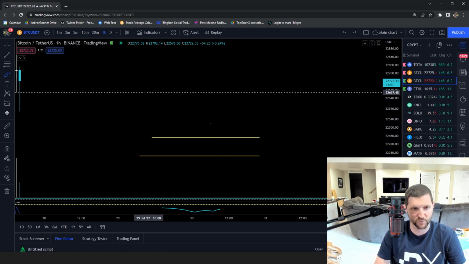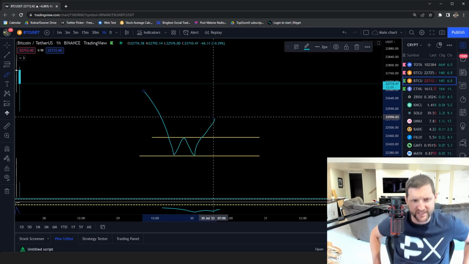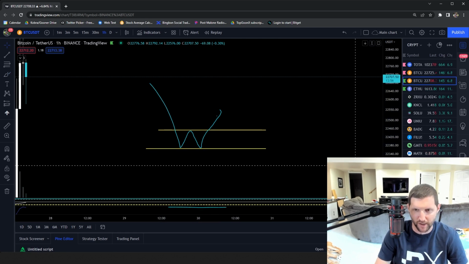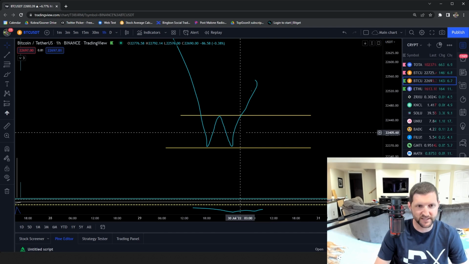Anyway, let's quit mumbling here and let's get to the chase. What are the targets, Gooner? What are the targets? I want to know the targets. I want to know how to trade this. Okay. So basically, let's zoom in here so you can see that W, okay?